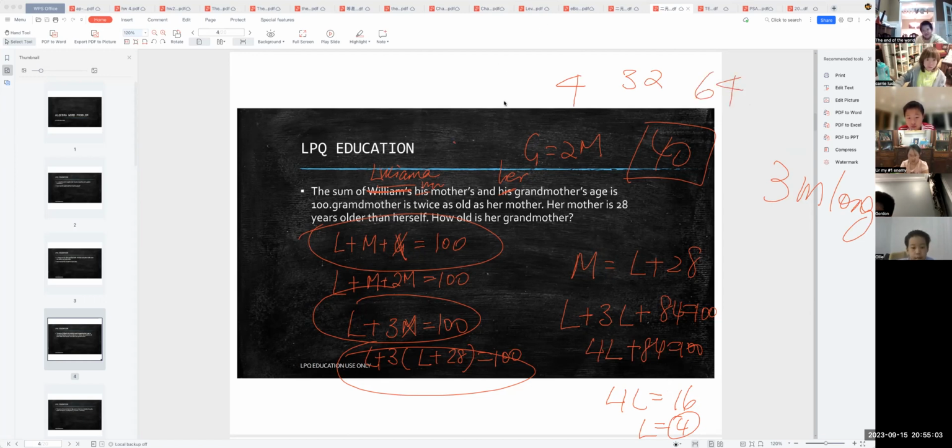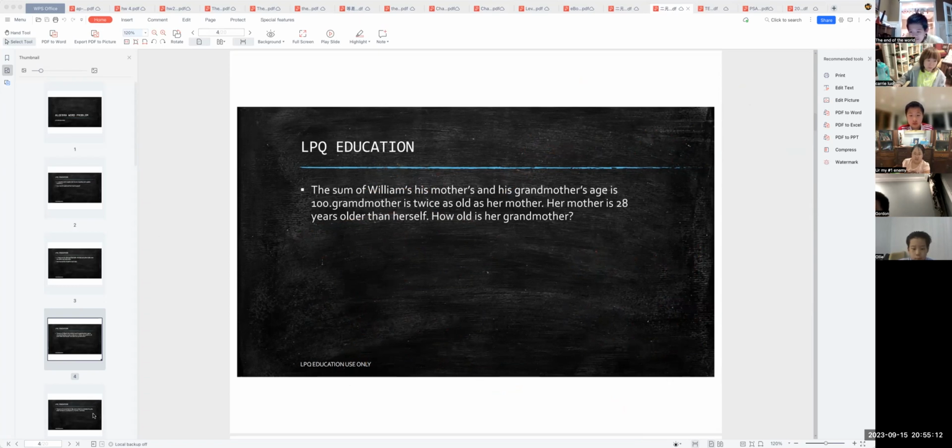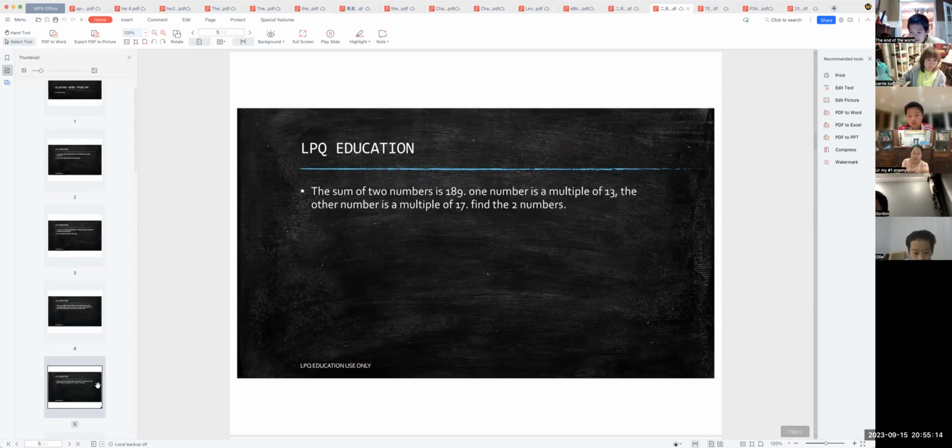Okay, so since Luciana is 4, Luciana's mom is 32 and Luciana's grandma is 60. Get it, everybody? So we're just replacing. So this is a process of getting 3 variable, 2 variable, and 1 variable. So every question, you have to get 1 variable to get the answer, but not necessarily.